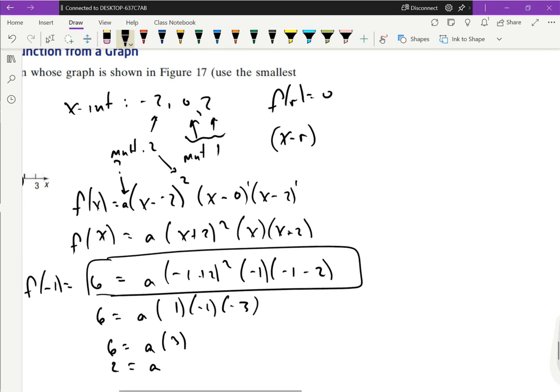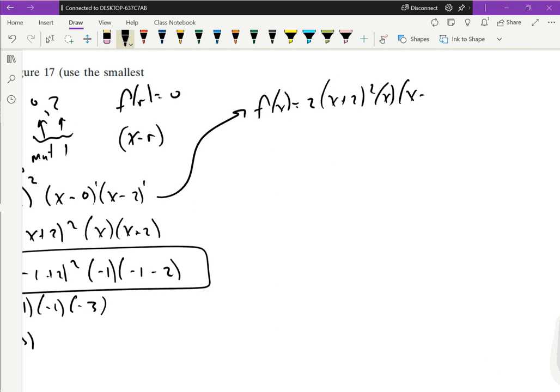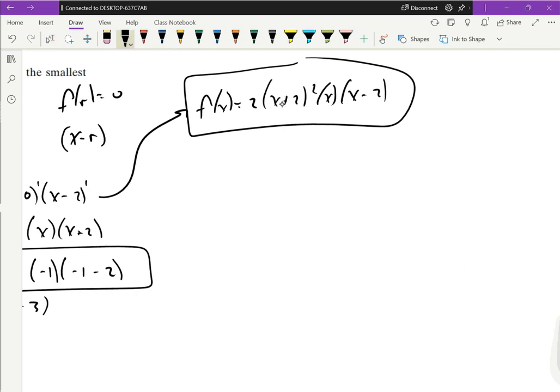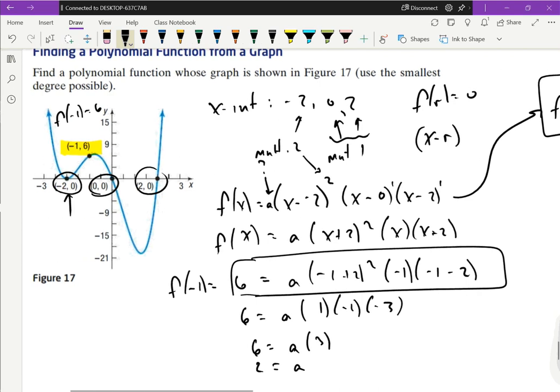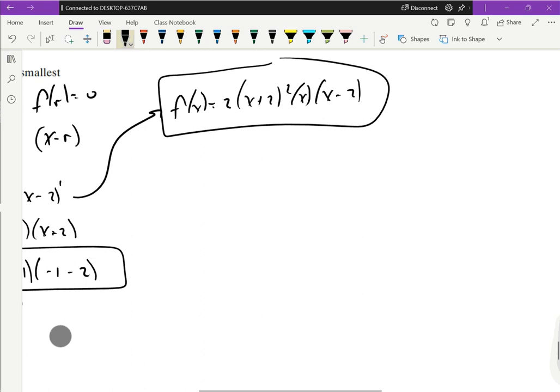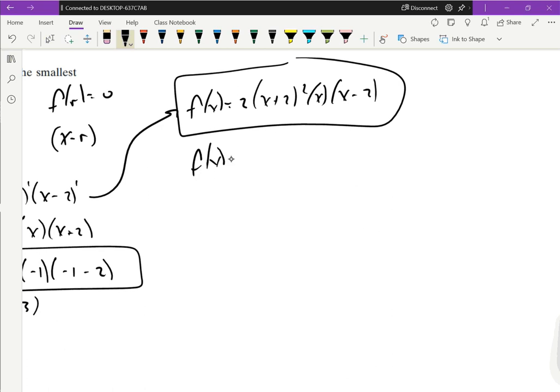If that's the case, I can rewrite this as f of x equals 2 multiplied by x plus 2 squared, multiplied by x, multiplied by x minus 2. This is my polynomial overall that matches that particular graph. One of the things we'll need to do for our homework additionally is to expand this all out. Overall, we see that we have 3 factors, so we anticipate this to be degree 4. Let's expand this out and verify that that is what we end up with.